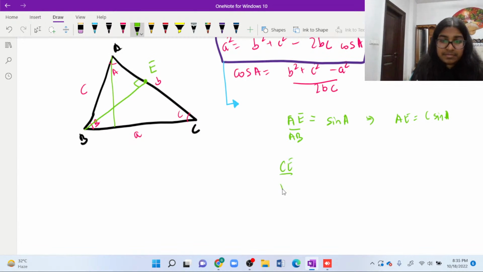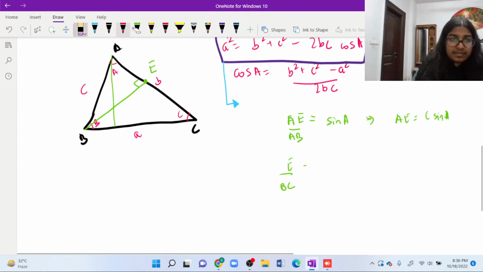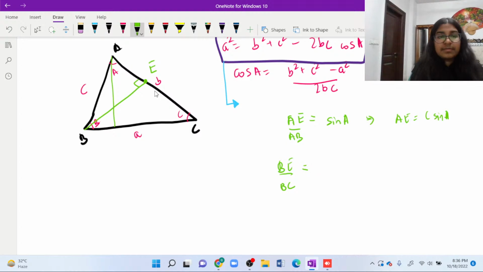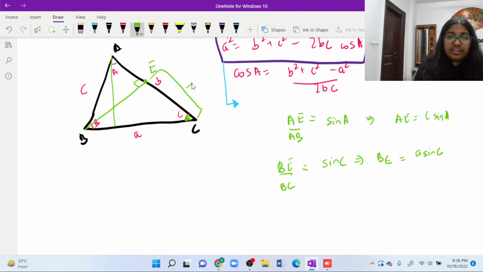BE by BC equals sine of this angle, which is sine C, implies BE equals a sine C. Also note that CE, this length, is just b minus AE, which is equal to b minus c sine A. So we can say CE equals b minus c sine A and BE equals a sine C.